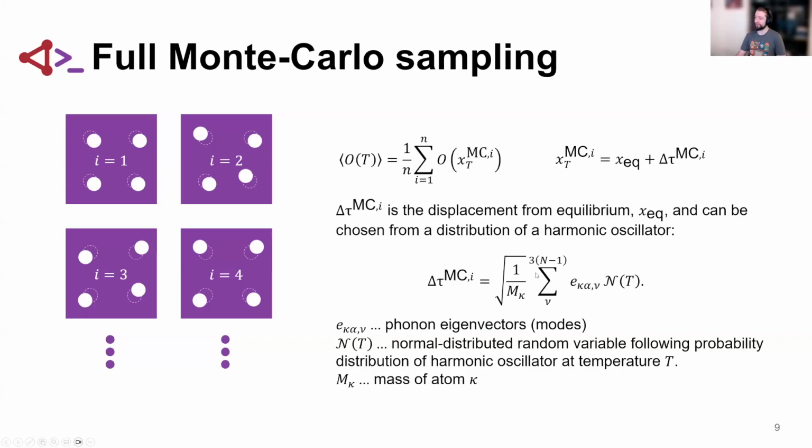And you build a linear combination of those eigenvectors, and you pick statistical samples from this based on the probability distribution of a harmonic oscillator. So this n of t here is just a random variable with a temperature dependence that corresponds to a harmonic oscillator. And then this whole thing is mass scaled. And with this, you have a recipe for generating displacements. You simply run your VASP calculations in these cells, and then you average.